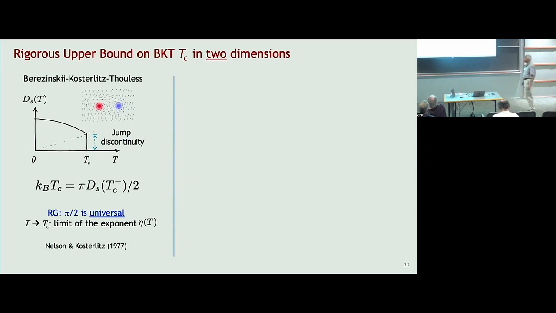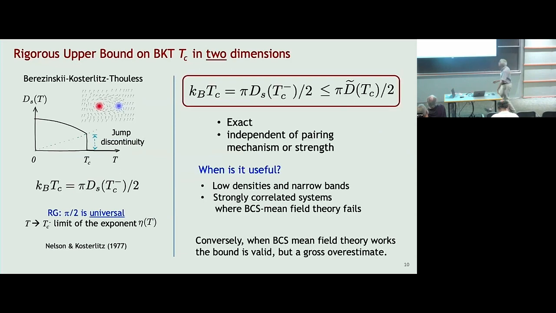Well, up till now, whatever I said was true in any dimensions, but now I'm going to stand on the shoulders of these giants, Berezinskii, Kosterlitz, and Thouless. As we know from very old work, there's a jump discontinuity in the superfluid stiffness at the Kosterlitz-Thouless transition. And the Kosterlitz-Thouless Tc is just related to the value of Ds just below Tc. And this pi over 2 is universal, independent of all microscopic physics. Okay, and so we have Tc, which is related to the superfluid stiffness. We have an upper bound on the stiffness, and so we have an upper bound on Tc from here, okay?